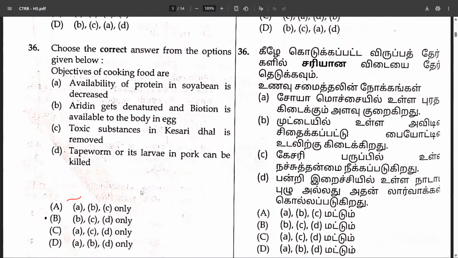That is, avidin gets denaturated and biotin is available to the body in egg. Then C will be the right answer. Toxic substance in kesri dal is removed. Tapeworm in pork can be killed. Okay, so this will be the correct answer.